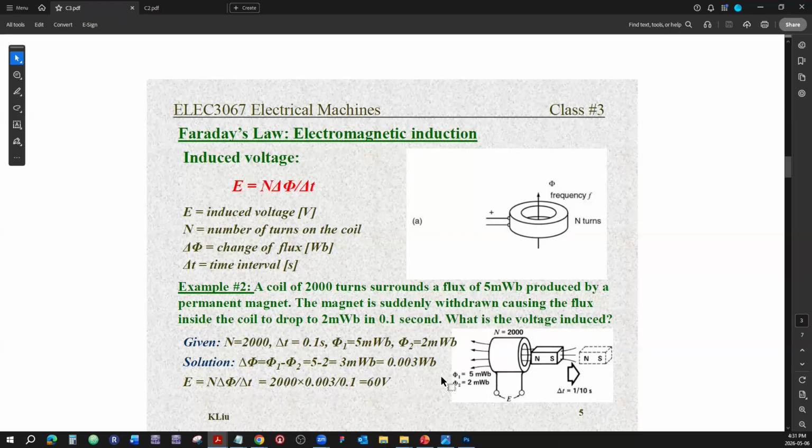And here's the picture of withdrawing that permanent magnet. At the moment of withdrawal, when the motion happens, if it's removed with a constant speed, we're going to get something like a sine wave type of a peak at 60 volts.